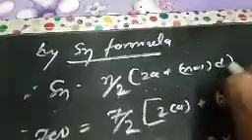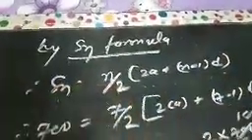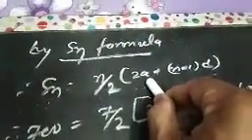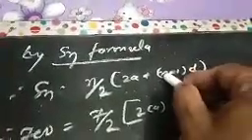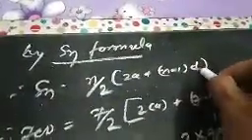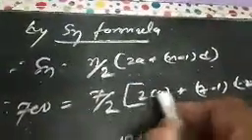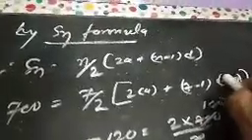By the Sn formula, Sn is equal to n upon 2 into bracket 2a plus n minus 1 d. Now we put the values in this formula. Sn we have 700, n we have 7, and a we have to find. N is equal to 7, d is equal to minus 20. So here 700 is equal to 7 upon 2 into bracket 2a plus 7 minus 1 into bracket minus 20.